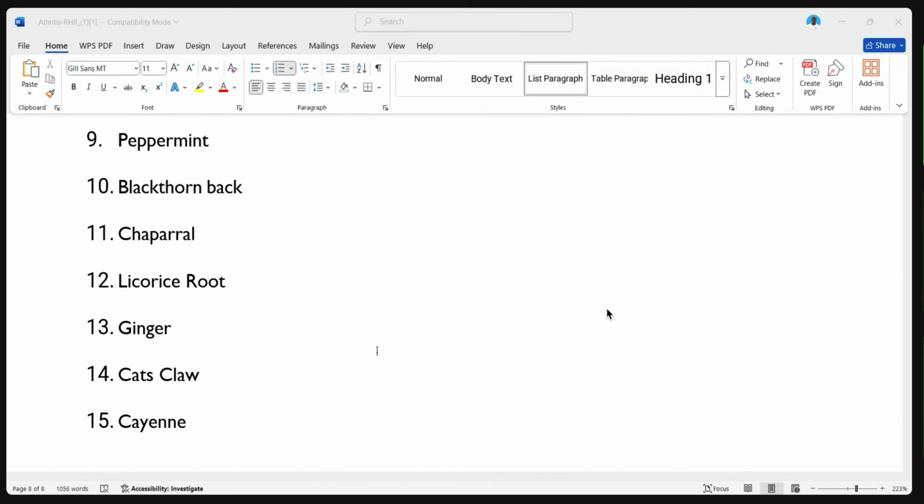So calcium, vitamin D, and what else? And vitamin K, because vitamin K regulates the calcium in the bones.